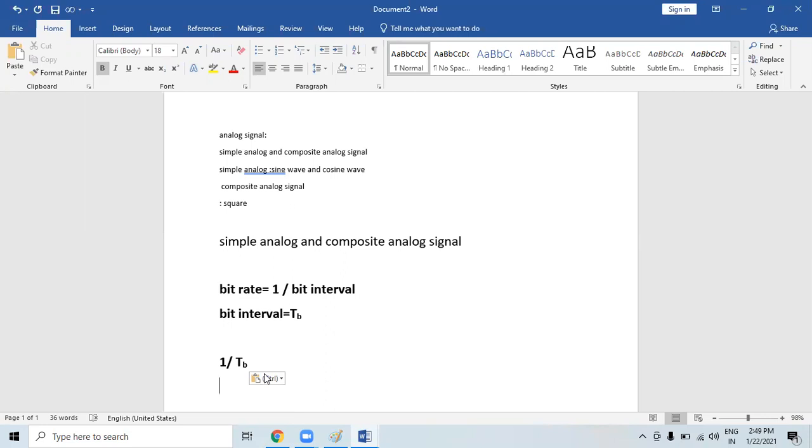In the next lecture we will discuss some problems based on these formulas, such as bit rate, bit length, and transmission of digital signals. We will see them in my next lecture.